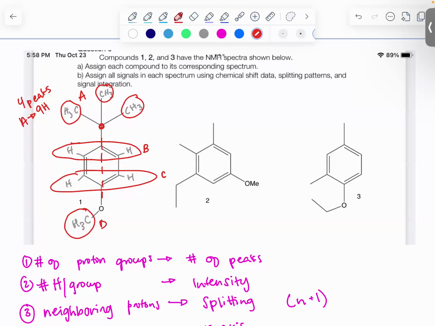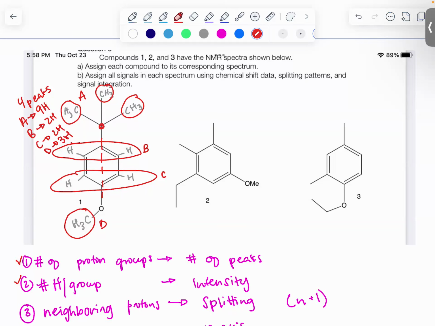What does intensity mean? When I say that, what are you thinking about with the graph? How tall it is? B is how many? C? D? Exactly. So that's step 1 and step 2. Now we can look at splitting.